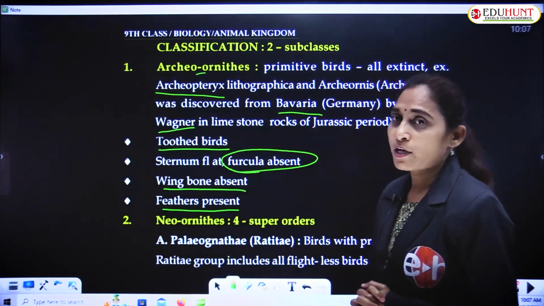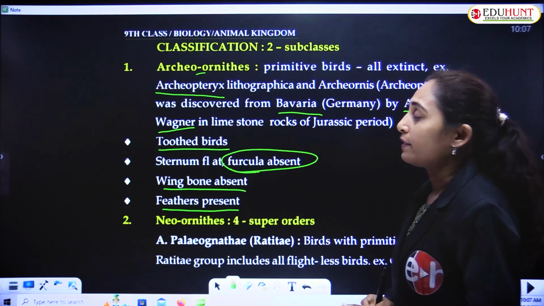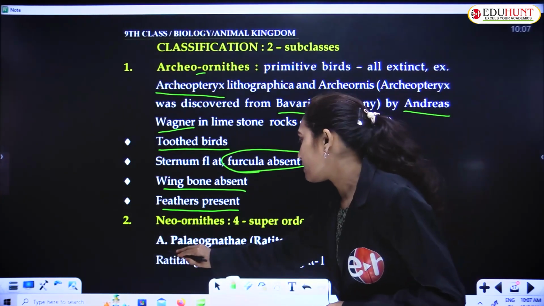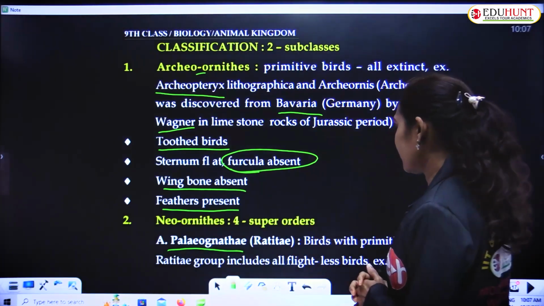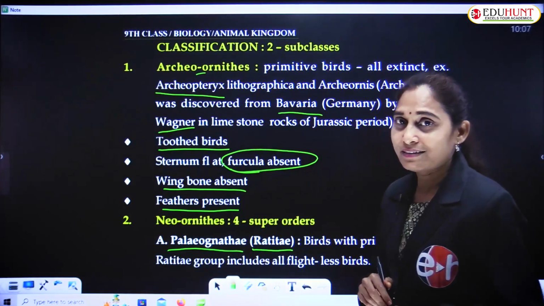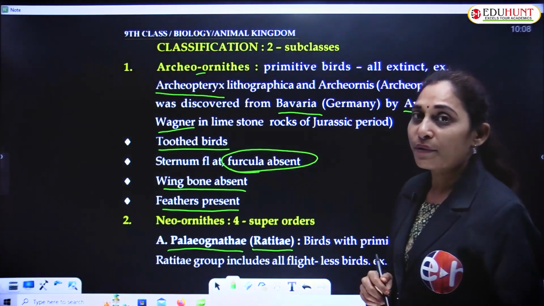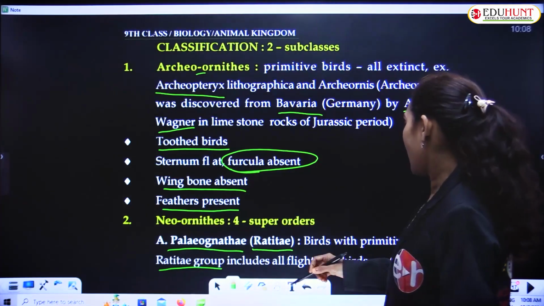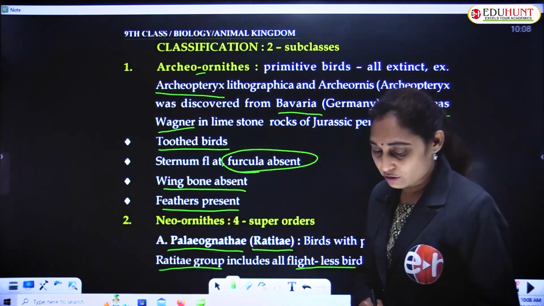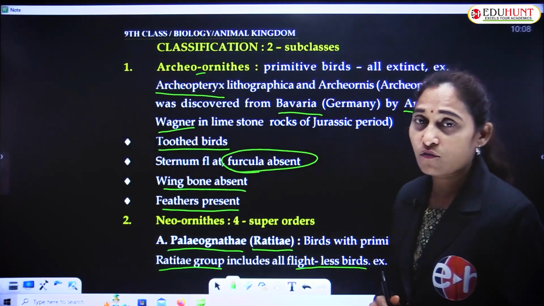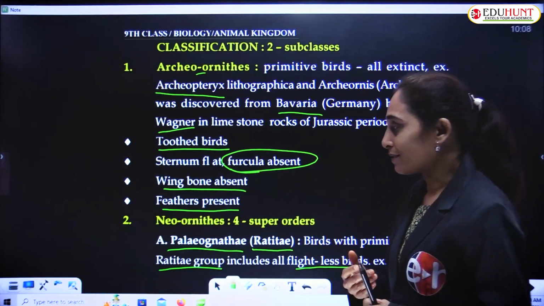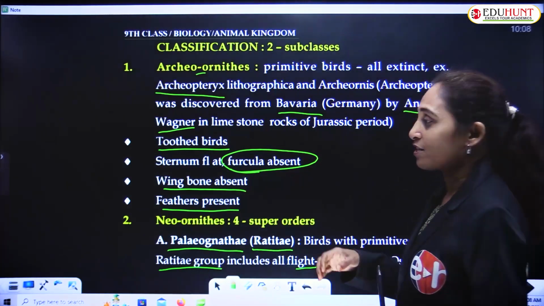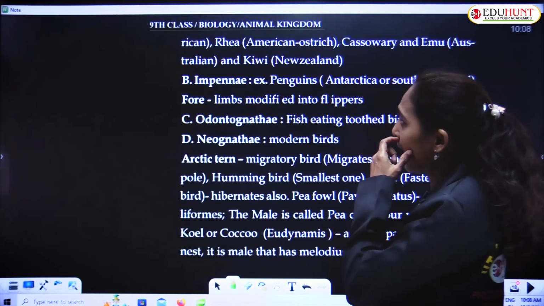The second subclass is Neornithes, and it is again divided into four superorders. The first is the Palaeognathae, also called Ratitae, birds with primitive characteristics. The Ratitae group includes all the flightless birds. I'll show you the pictures of flightless birds in a later session. The ostrich is one of the examples of flightless birds. It is present in Africa.